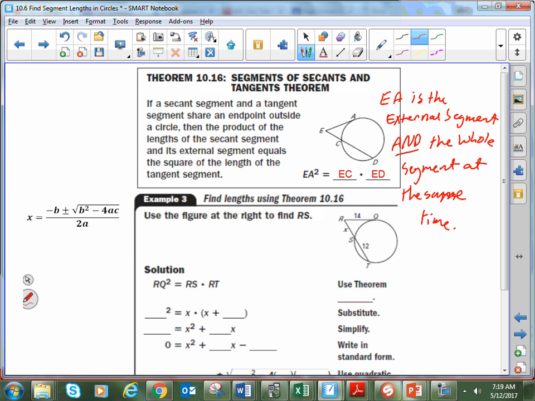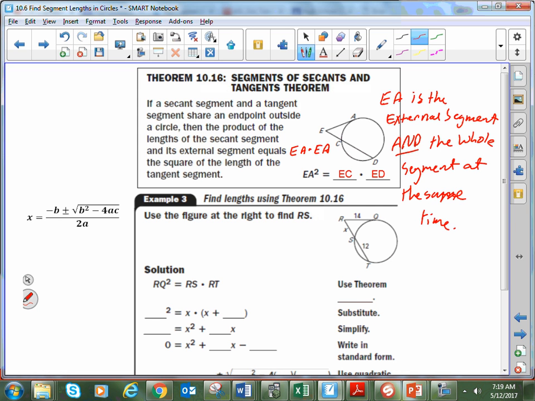Well, the external segment EA, in this case, the one that's tangent to the circle, is the external segment and it is the entire segment at the same time. So if I multiply the external segment, EA, times the entire segment, EA, we're just multiplying the same thing by itself, so that's why we're saying EA squared, or whatever points that we have for it.